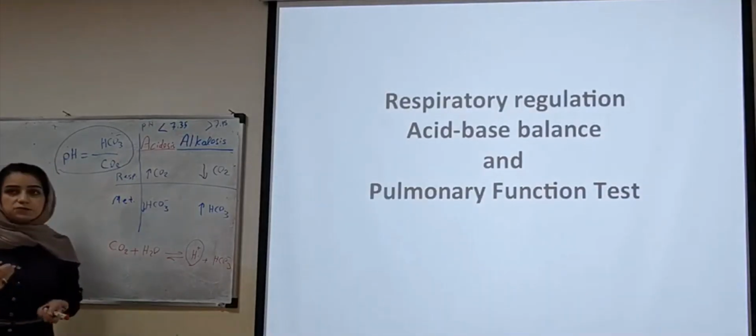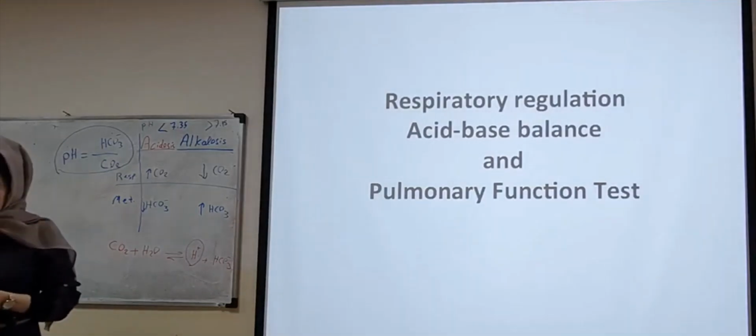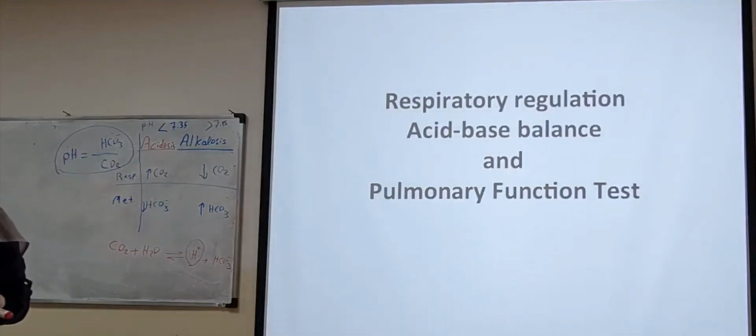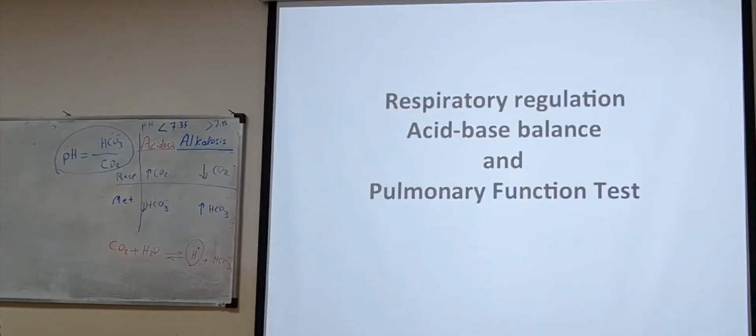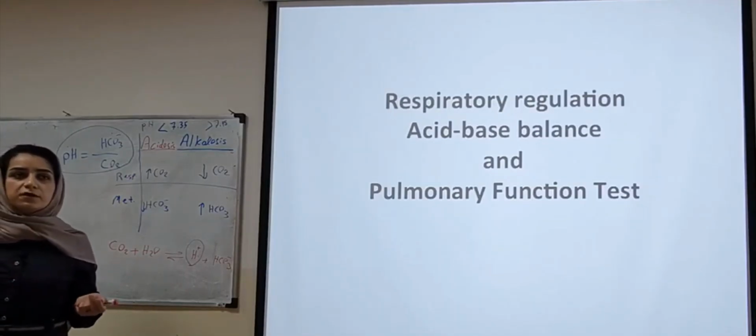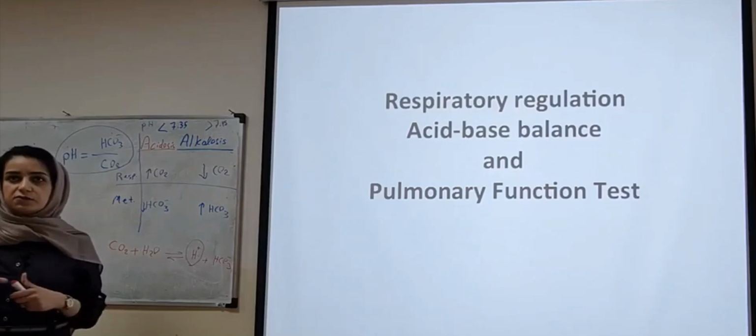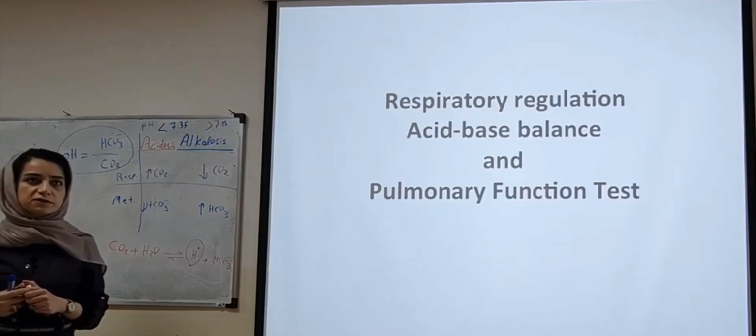But sometimes we have more difficulty in recognizing it because there is some compensation. When we have, for example, acidosis, what will happen? For example, if you have diabetes, in diabetic ketoacidosis, there will be acid production in the body.